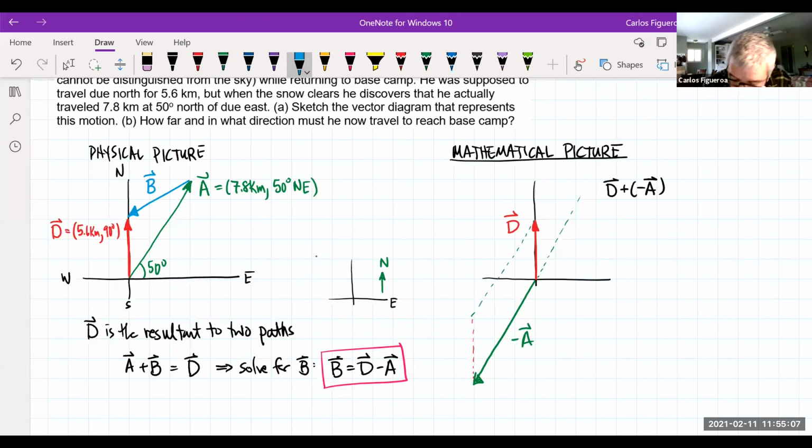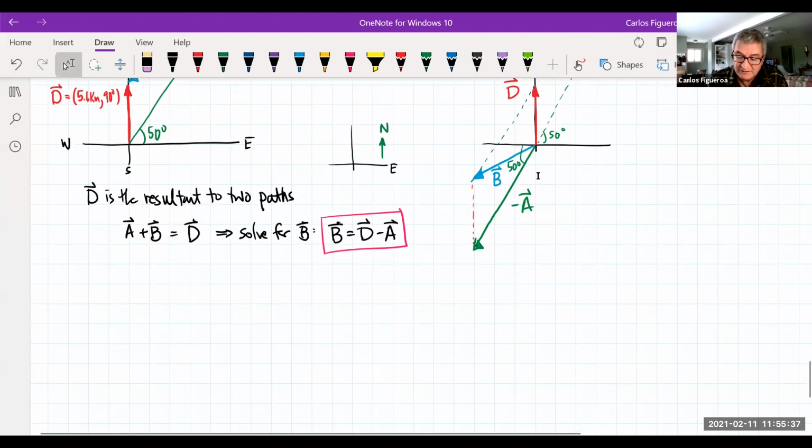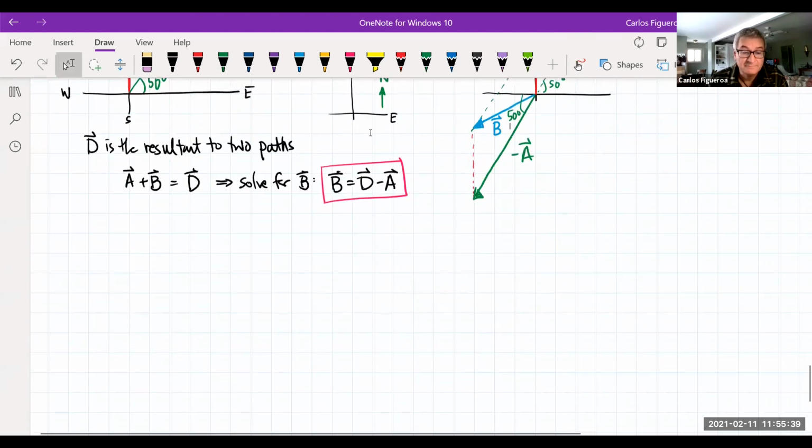So what is the direction of D? It goes like this. So B looks like this. Our whole goal is to calculate B. So let's go calculate this thing. What do I know about the angles here? If this angle here is 50 degrees, then I know that this angle here is 50 degrees. So then let's do our mathematical calculation now. That's the picture we want to deal with, the mathematical one.